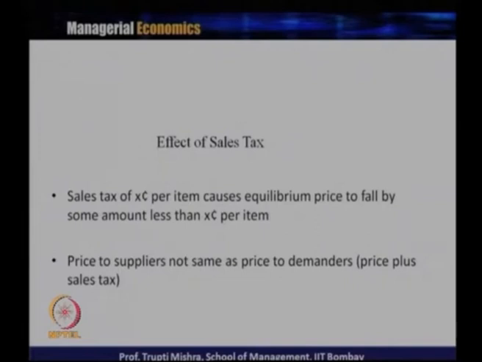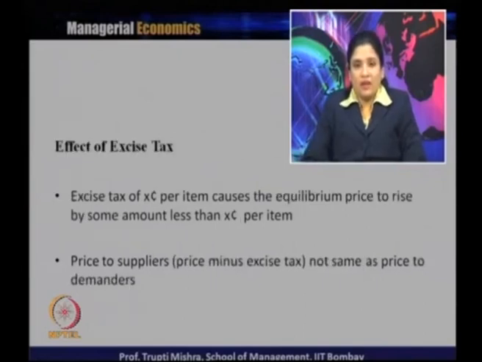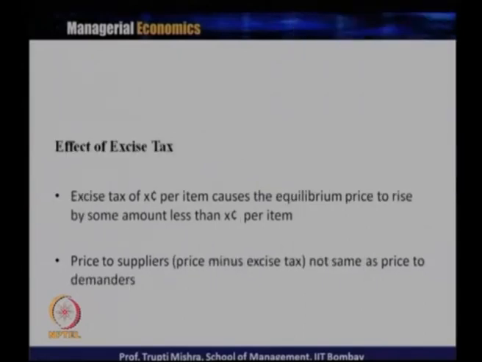So, what is the effect of sales tax? Suppose a sales tax of X per item causes the equilibrium price to fall by an amount less than X per item. The price to the supplier is not the same as the price to the demander, because price plus sales tax is the price to the buyers. And what is the effect of excise tax? An excise tax per item causes the equilibrium price to increase by some amount less than X per item. The price to the supplier, that is price minus excise tax, is not the same as the price to the demander.